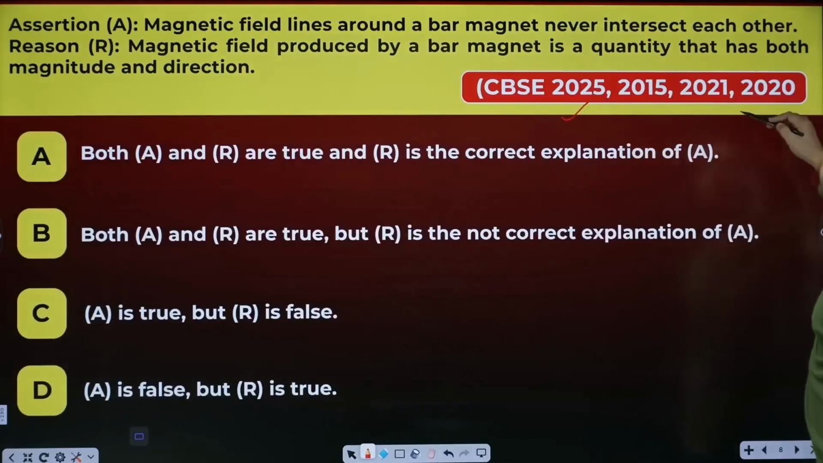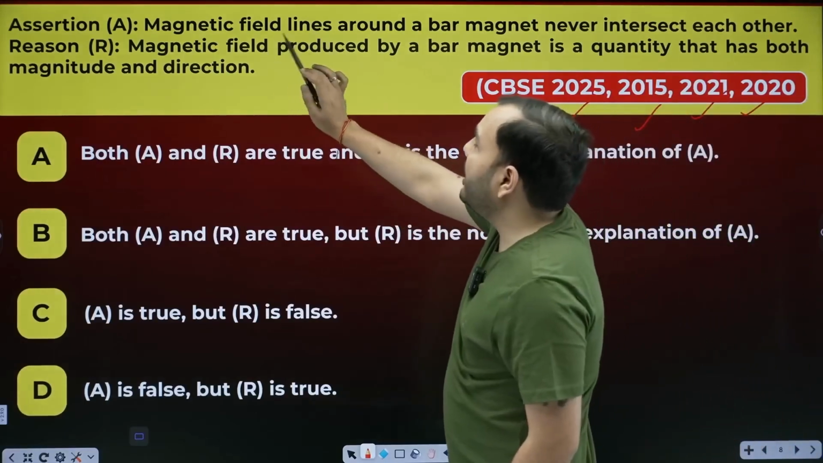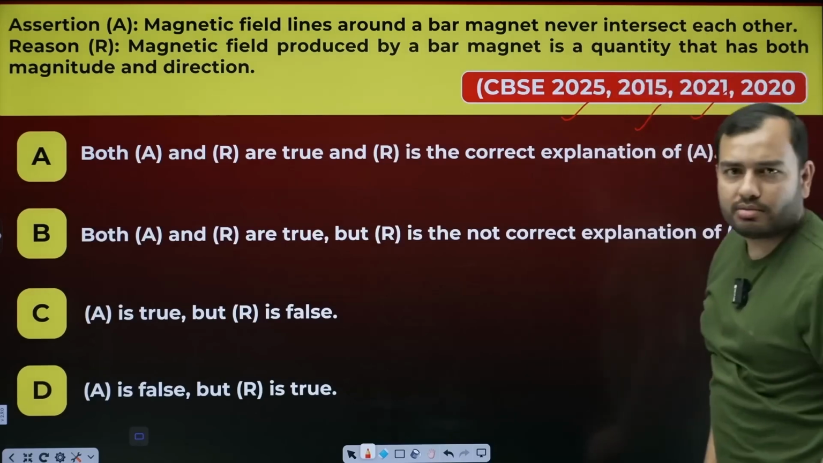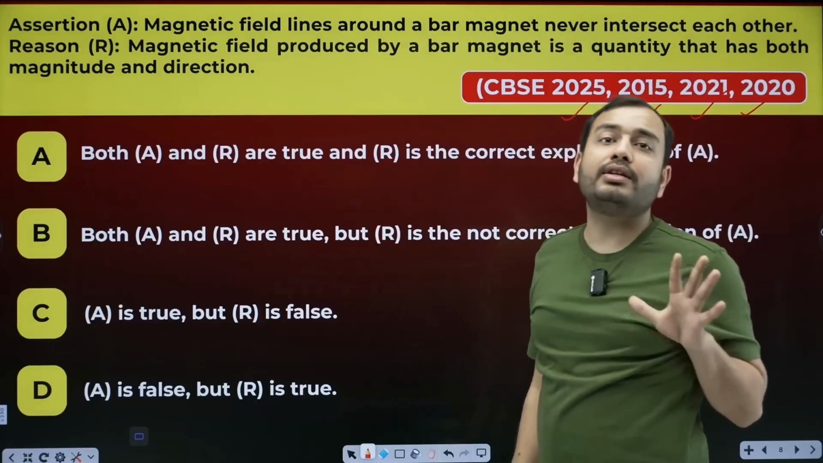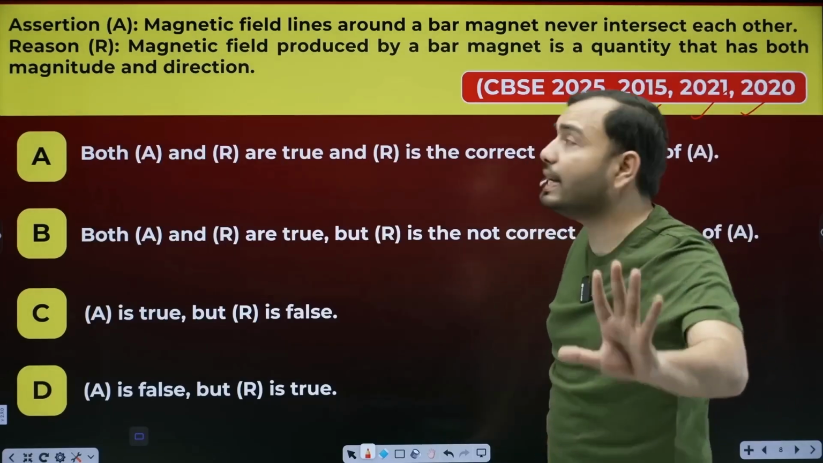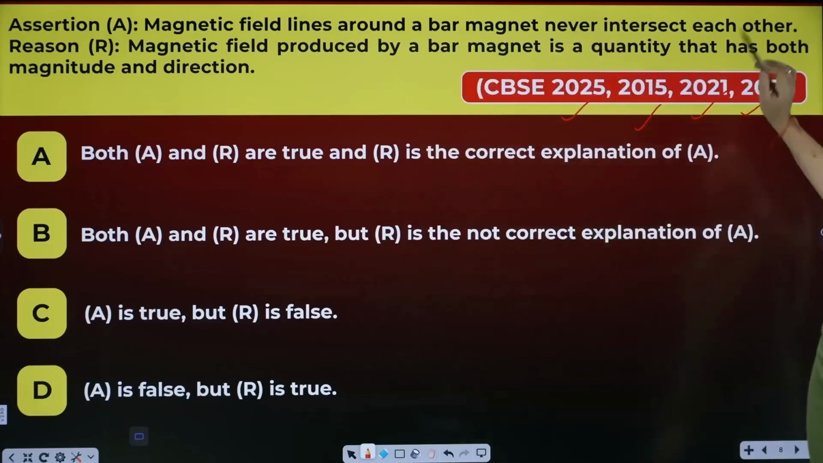CBSE 2025, 2020, 2021, 2015, similar question. Assertion: Magnetic field lines around a bar magnet never intersect each other. What is around the bar magnet in this universe? Magnetic field lines will never intersect each other. Never. Magnetic field lines around a bar magnet never intersect each other.